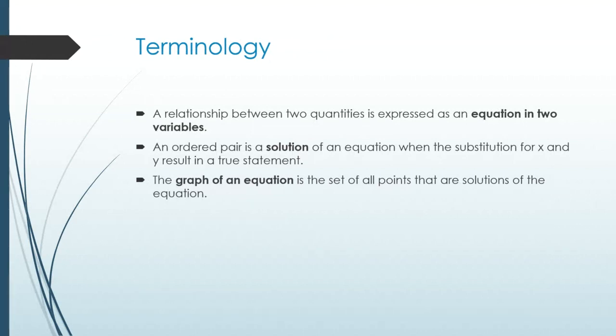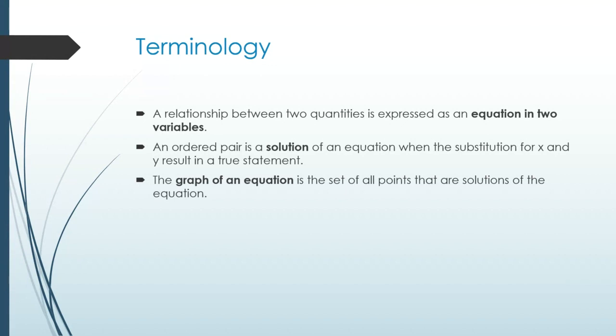If you have a relationship between two things, we usually express that relationship in terms of an equation, and we'll have two variables because there are two things that are related to each other. The solution to an equation in two variables is an ordered pair. And for an equation in two variables, there are actually multiple solutions. Basically, any ordered pair that you can have when you graph the equation is a solution.